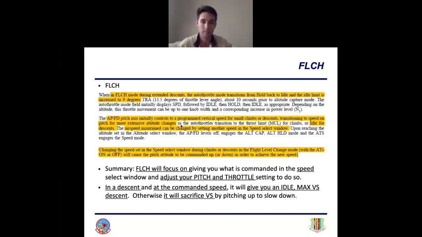And so this is really the best way to maximize an idle descent, like the Dash 1 asks you to do. It says that in a descent you should be idle, clean. And so this is going to give you the maximum vertical speed really down that you can get.